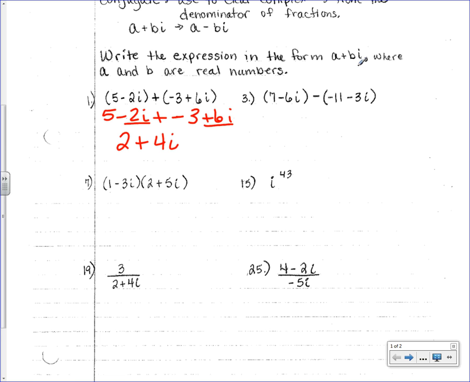Just like I can't combine a 2 and a 2 squared of 7. They're not like terms. It doesn't have an i with it. You can't combine those, okay?